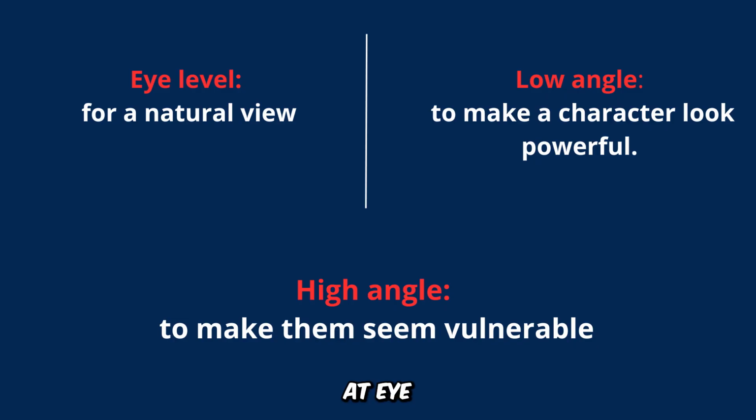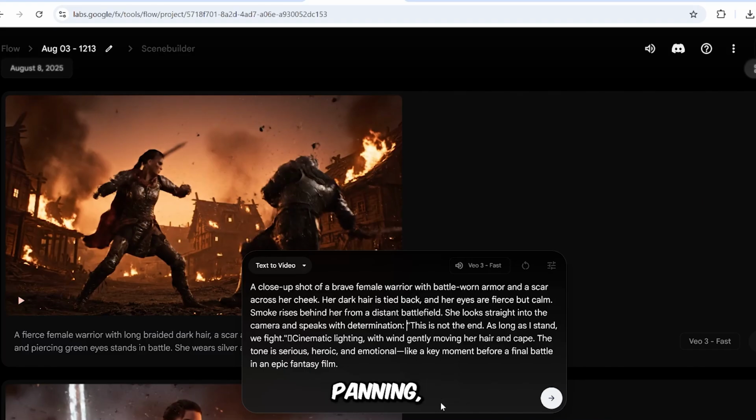Then pick the camera angle: eye level for a natural view, low angle to make a character look powerful, or high angle to make them seem vulnerable. You can also add movement such as panning, tracking, or circling to create energy and tension. Choosing the right shots and angles can make your scene more dramatic and immersive.